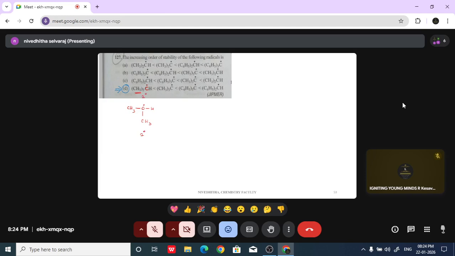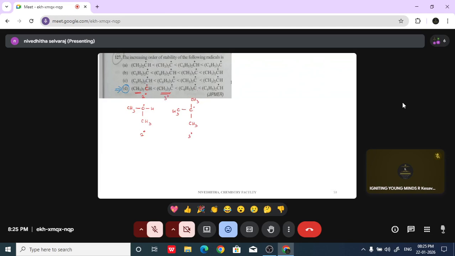Now we'll move on to this one. This is the carbon with one electron and it is connected with 3 methyl groups. 1, 2, 3. Tertiary. Very good, Kana. It is tertiary.